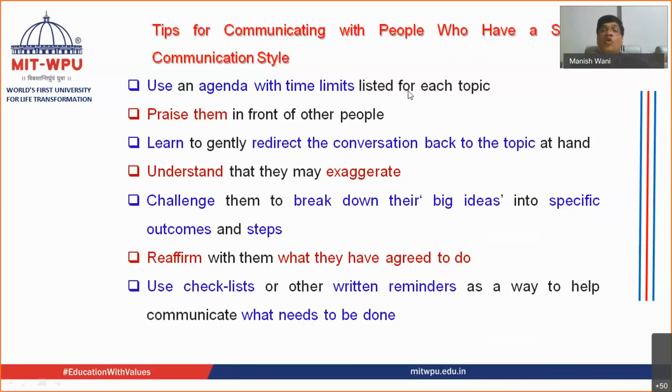Because he is going to exaggerate. So you have to keep that in mind: when you're talking with Rohit, you have to reaffirm things. You have to use the checklist. You have to give him written reminders, so that whatever things need to be done will be done by him.